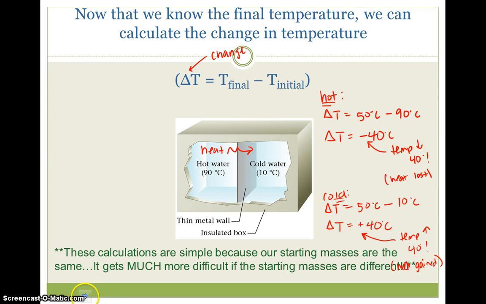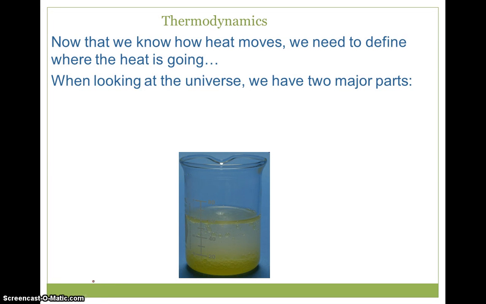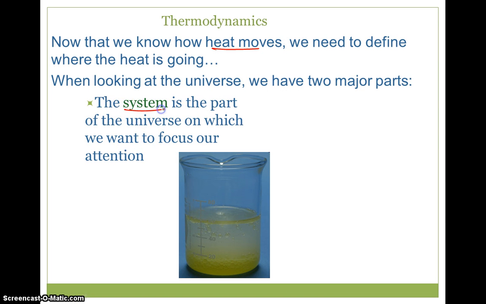And so in order to do that, we have to look at two vocab words, because now that we know how heat's moving, we need to define where the heat's going. So who's losing and who's gaining. As a chemist, when we look at the universe, we have two major parts. The first part is called our system. The system is the specific part of the universe that we are focusing our attention on. And in chemistry, this is always going to be your reactants and products.